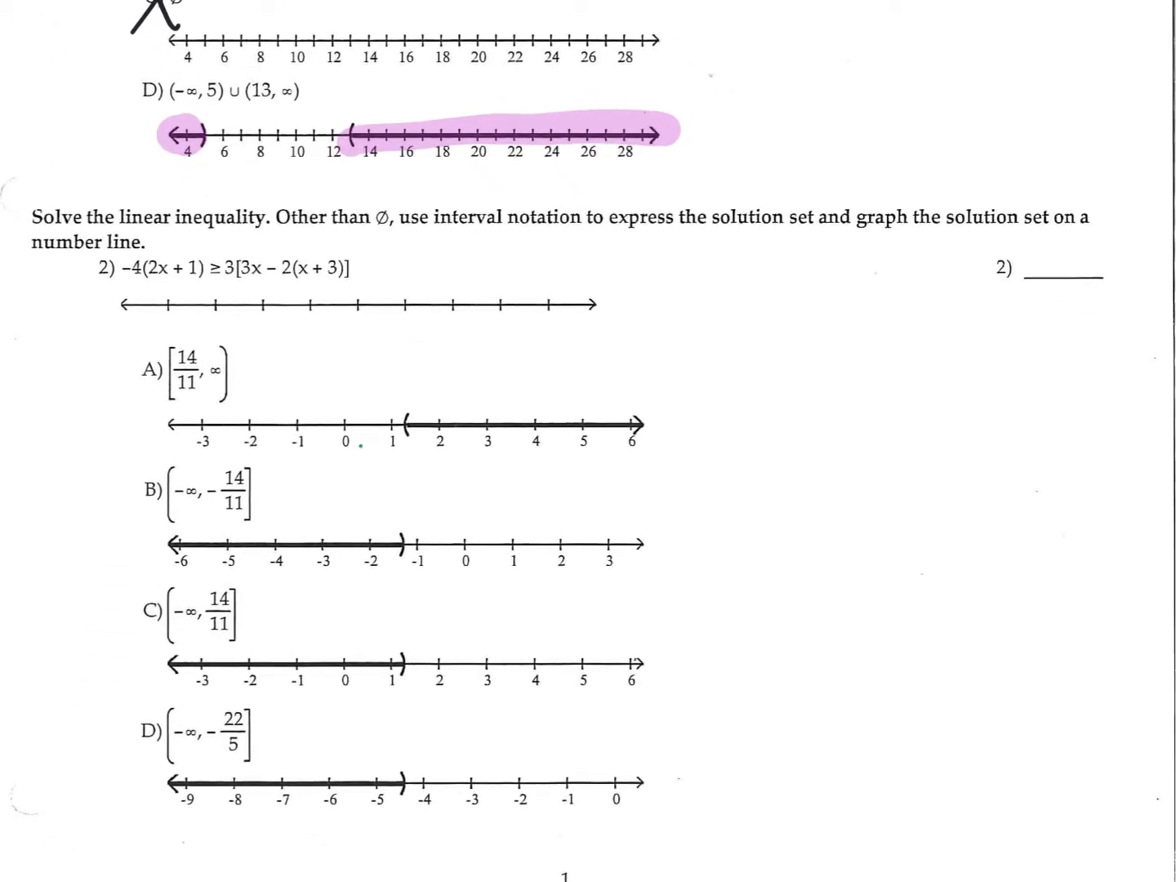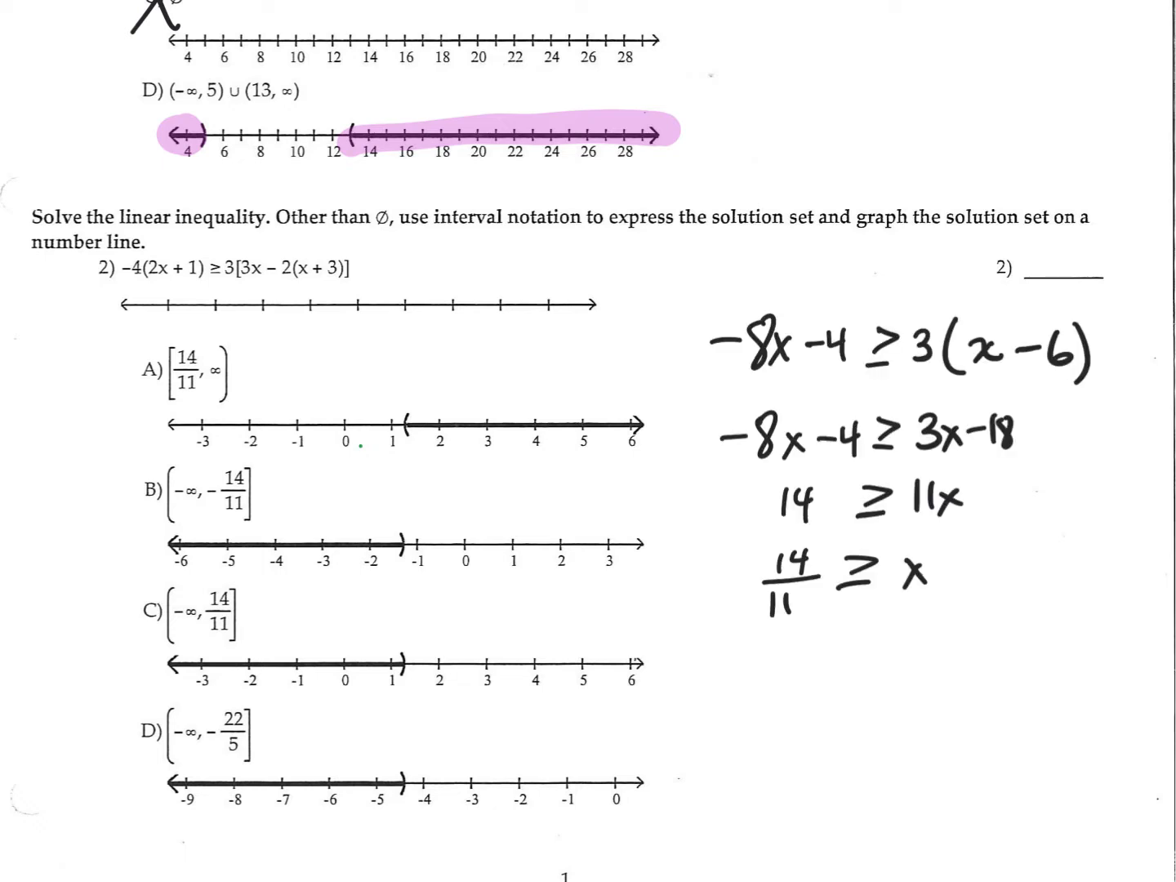Number 2, we have to do a little bit more algebra here. I'm going to pause just to keep the video short. So there you can see my work. I came up with the inequality that x is less than or equal to 14 over 11. In other words, x must start at 14 over 11 and go to the left on our number line. That will be option C.